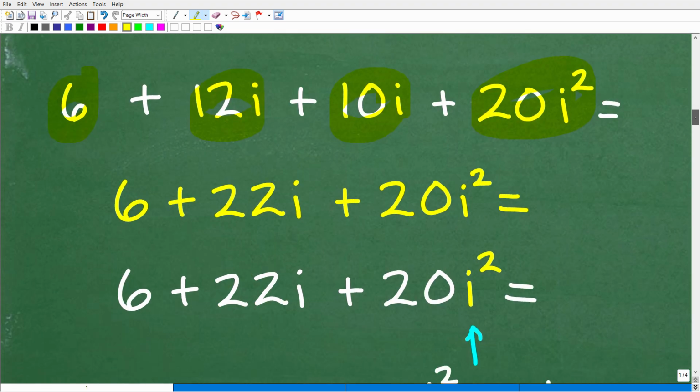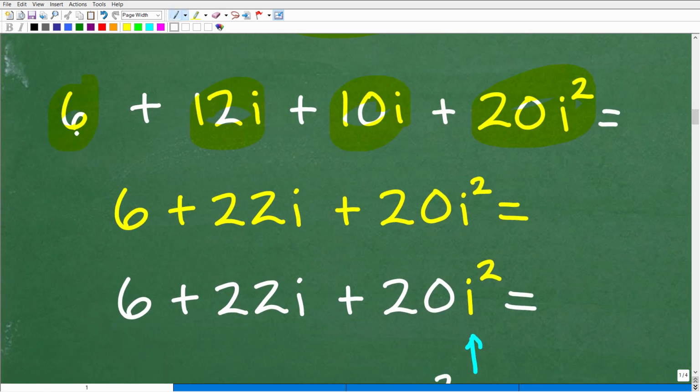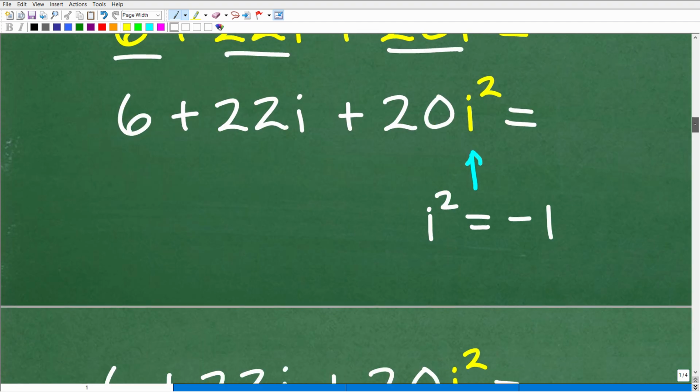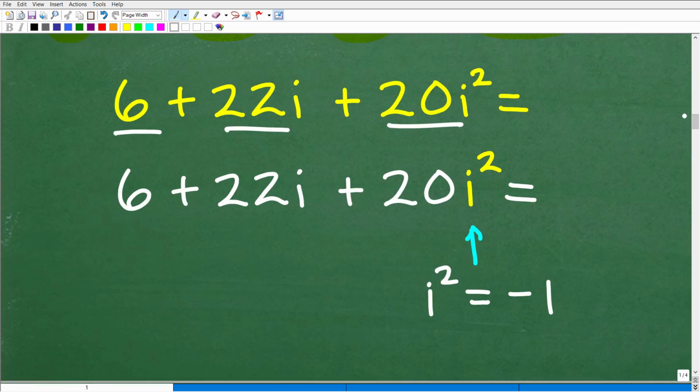All right, so now we're going to go ahead and combine like terms. So I have a 6. There's no other numbers, but I can combine these i's here. So 12i plus 10i gives me 22i, and then I have my 20i squared. All right, so we're getting pretty close to the final answer, but what we need to do is look at where we're at right now.